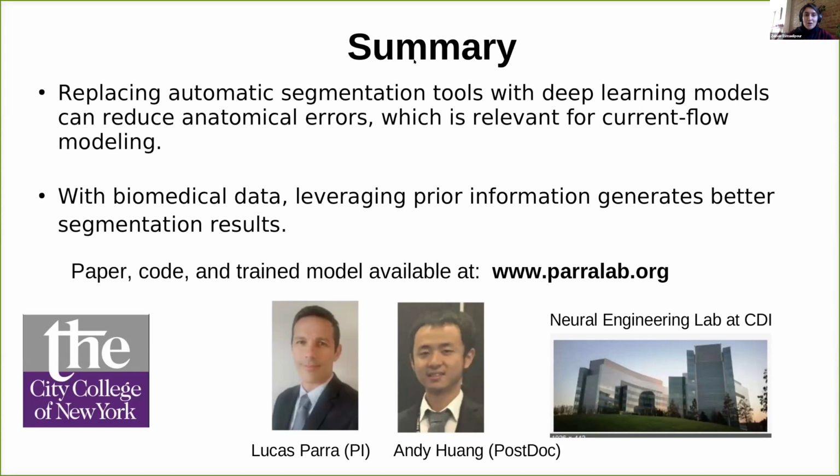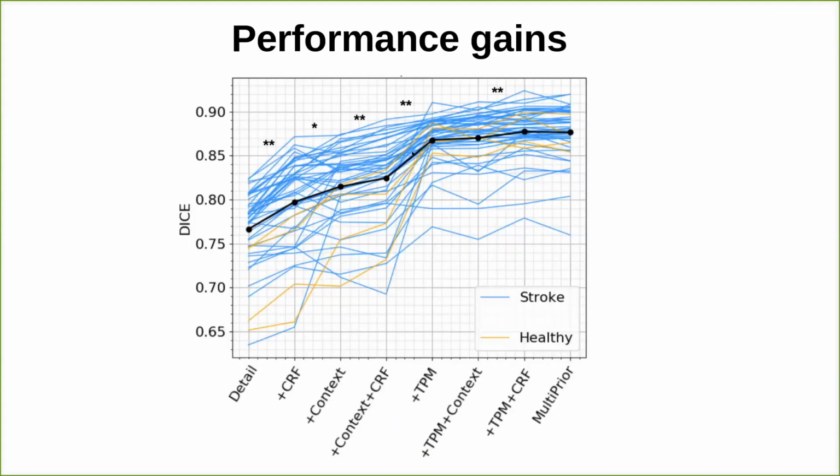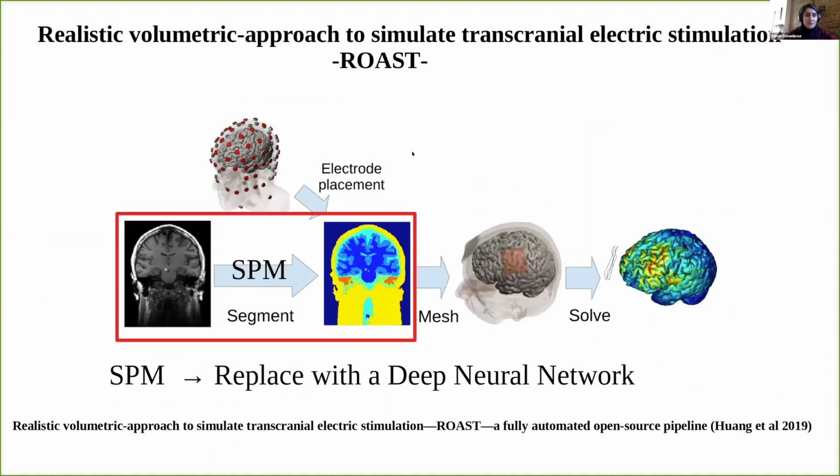Will this machine learning model be added to ROAST? Exactly. So it's a new generation of the ROAST models. The plan for the future is to replace SPM with this model. Overall, the long-term plan for ROAST is to make it more independent from MATLAB. And this would be one of the steps, SPM being a MATLAB tool, and at the same time correcting all these anatomical inaccuracies when working with clinical subjects.